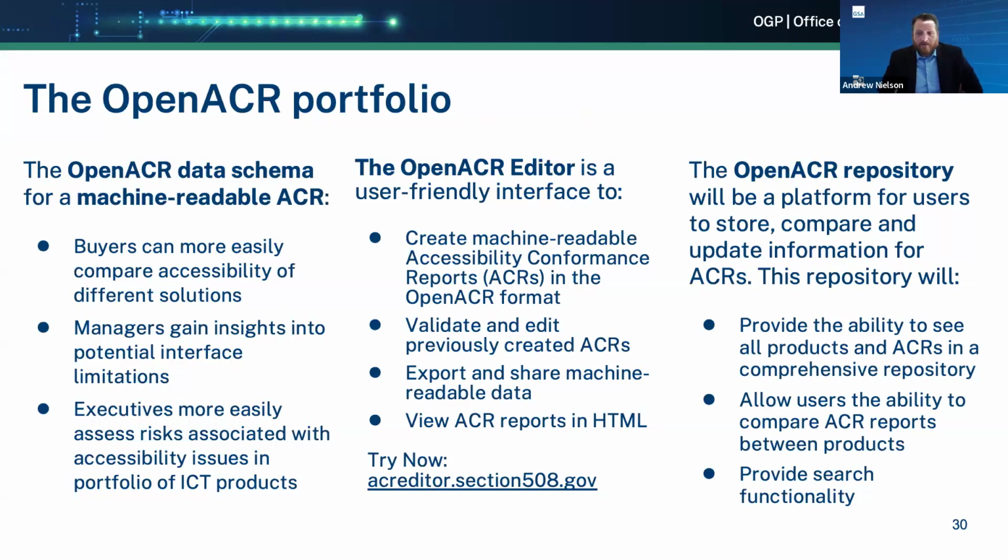Another tool we hope will be very useful is part of what we refer to as our Open ACR portfolio. Many of you may be familiar with the term VPAT, which stands for Voluntary Product Accessibility Template. That's an industry standard template for reporting conformance against accessibility standards for industry products. And the output of that would be an accessibility conformance report.